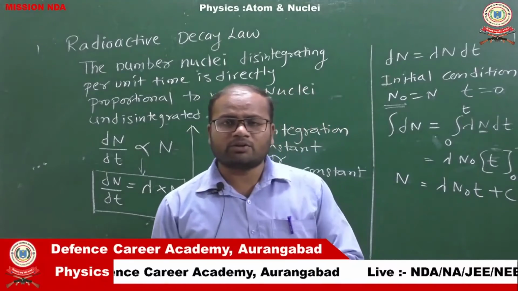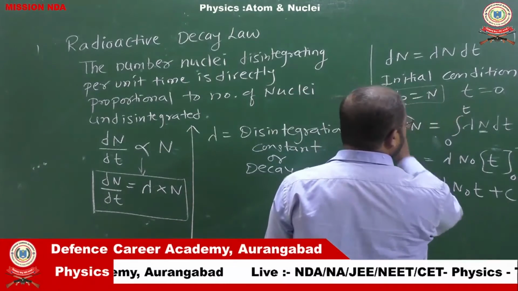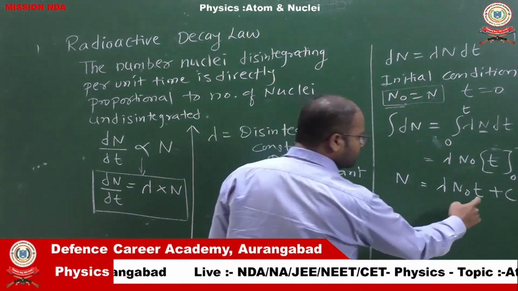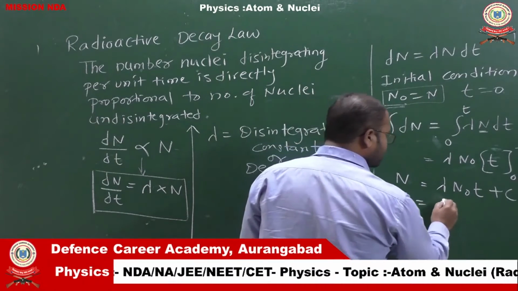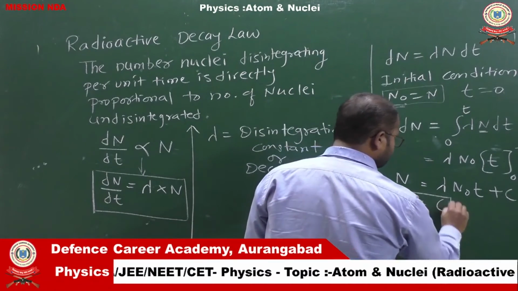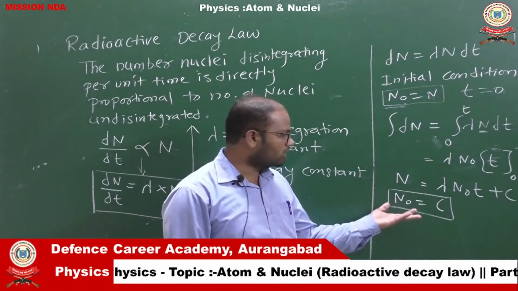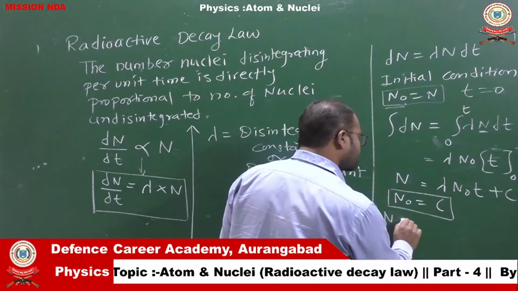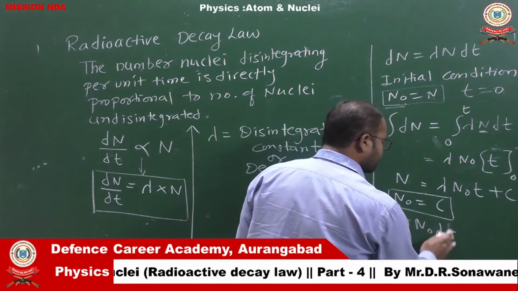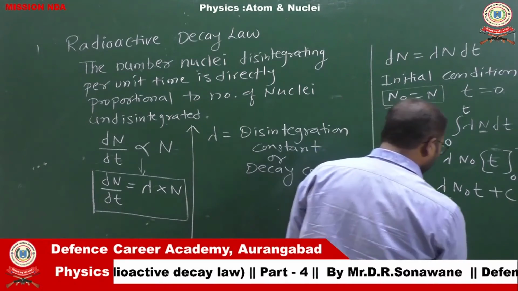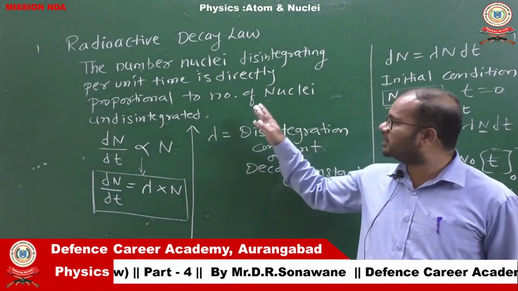So to find the value of c, we put the values N equals N naught and t equals 0. If we put t equals 0 and N equals N naught, then we get c equals N naught. The value of c equals N naught here. By solving this equation, we get the final equation, N naught lambda t. So these are the different variations in the equation of the radioactive decay law.